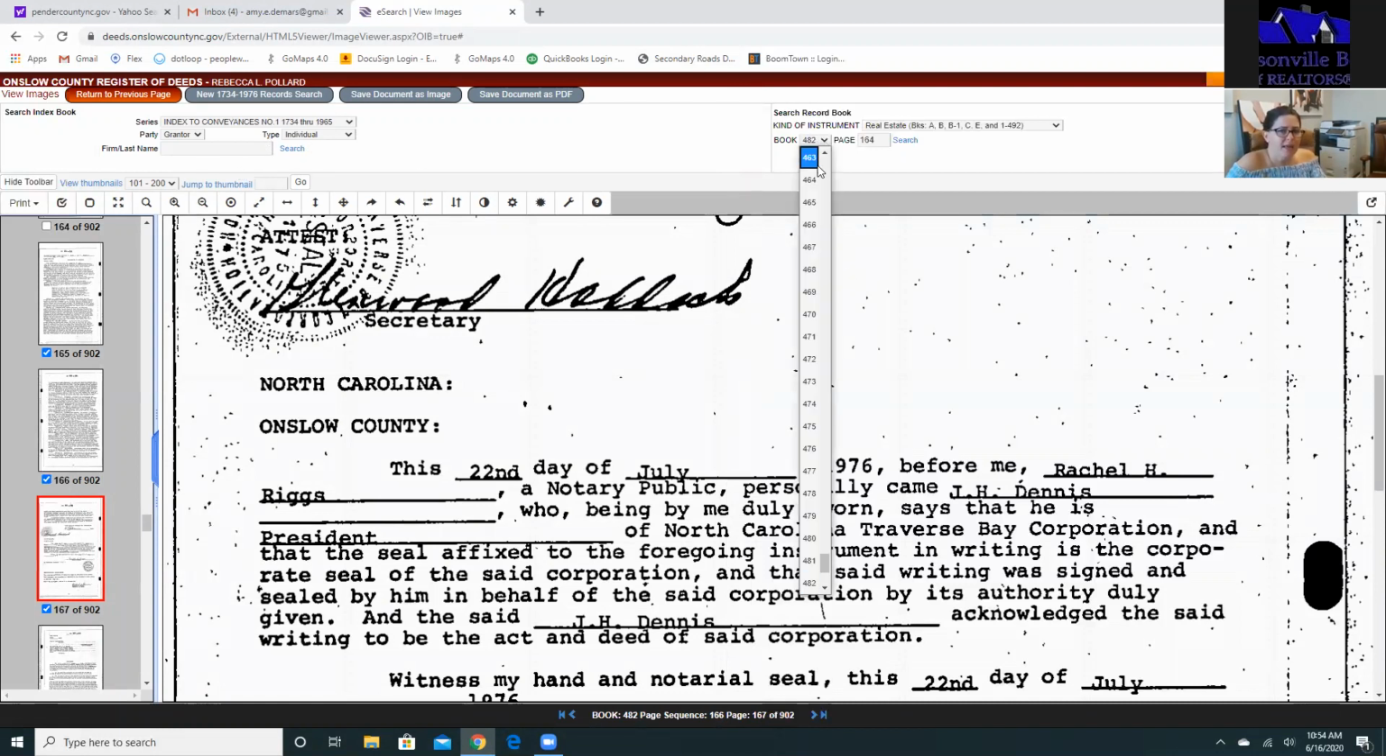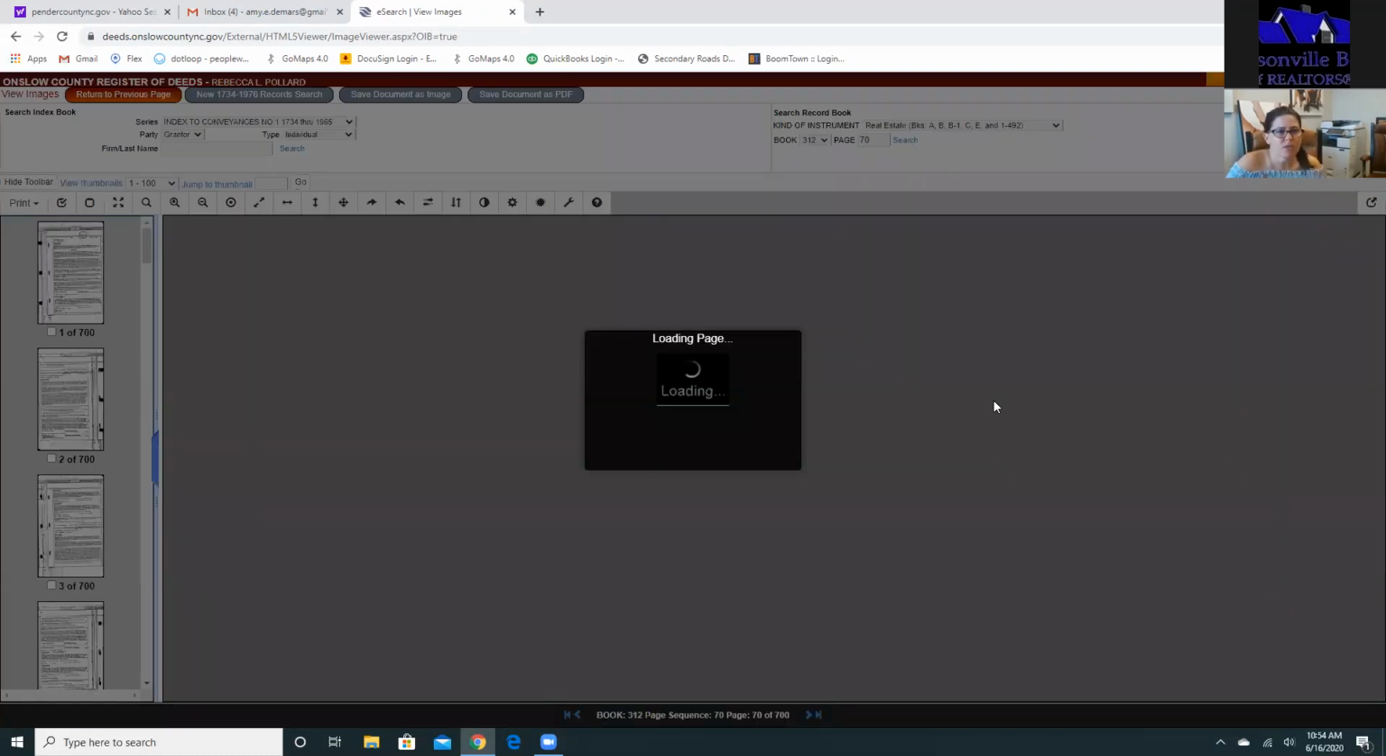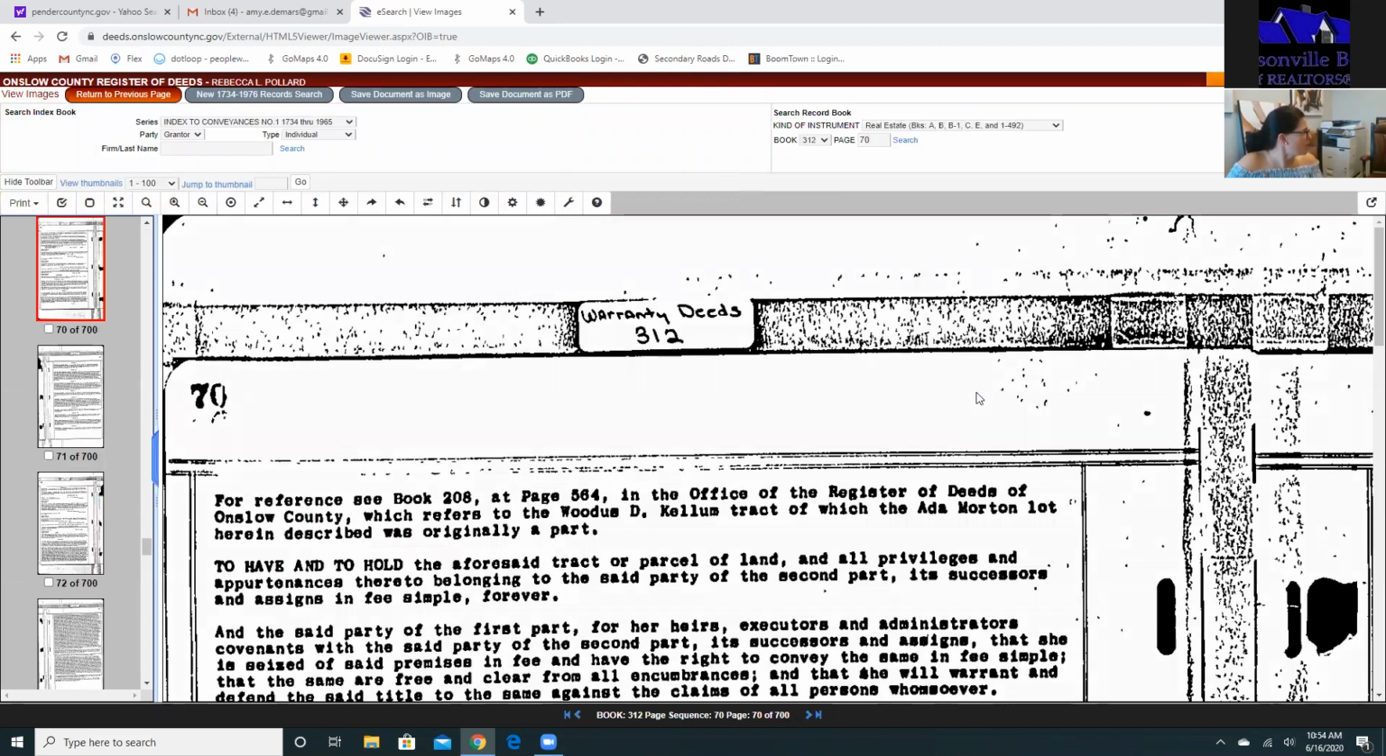The other thing that these older books do, and go to 312 and 70. So that one was pretty nice. That one started on a page and ended on a page. This is the other thing that these older records do. Like I said, they are run-ons.